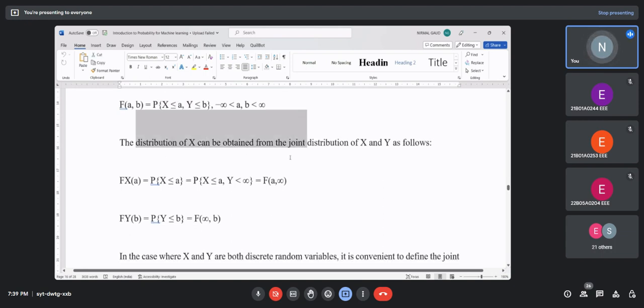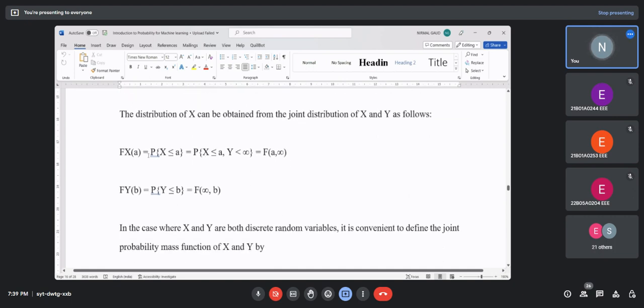All right. The distribution of X can be obtained from the joint distribution like this: F_X(a) is P(X <= a), which equals the joint distribution with Y less than infinity, that is F(a, infinity). And for Y, the probability P(Y <= b) will be F(infinity, b).